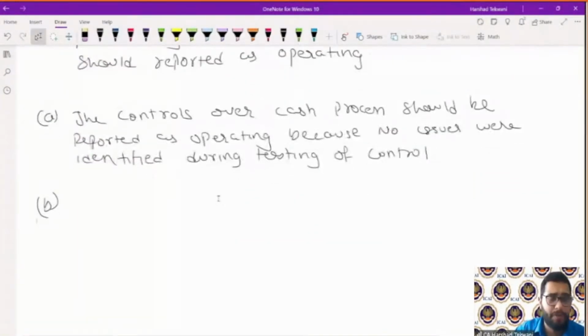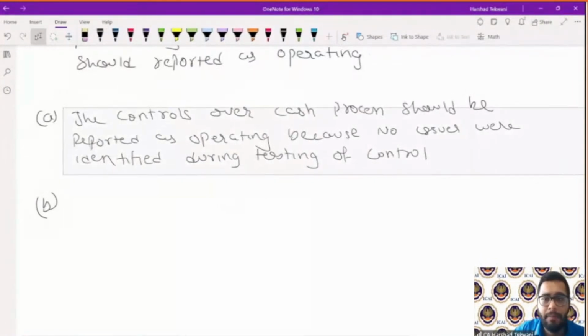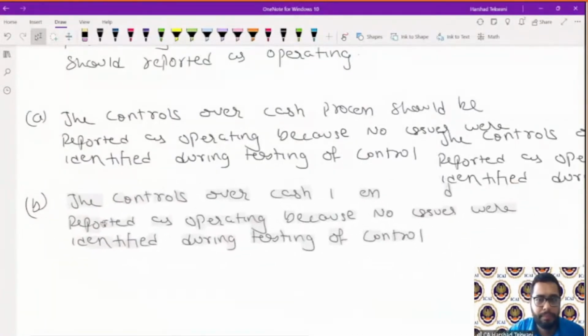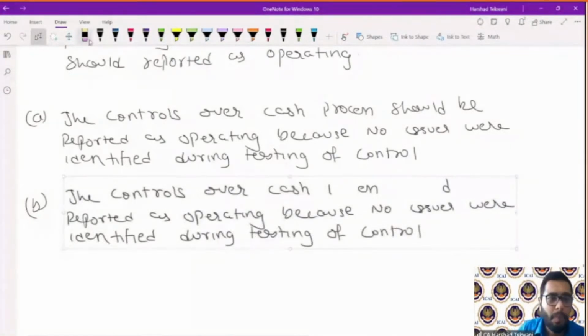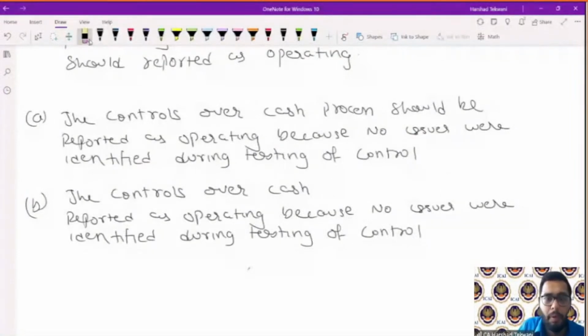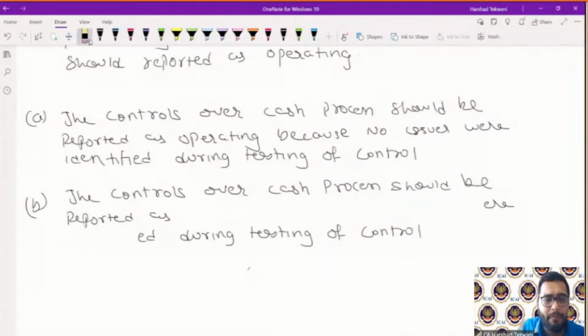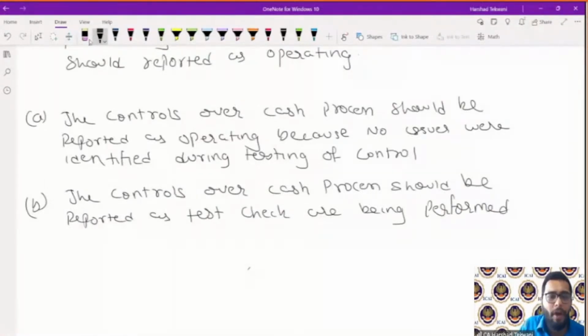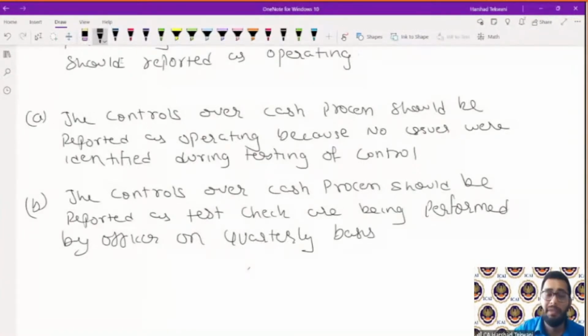Second option. These are options. Okay, the control should be reported pass over the cash process, as test checks are being performed on a quarterly basis by the officer.